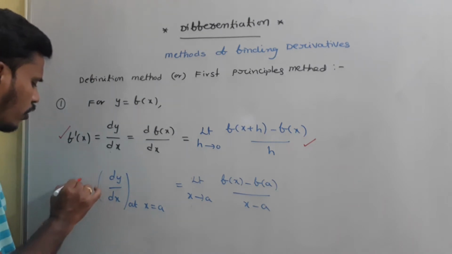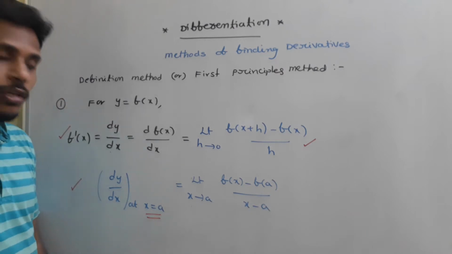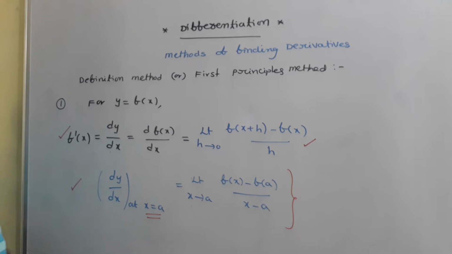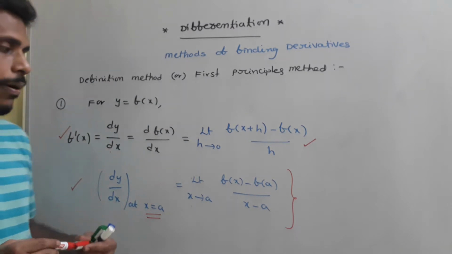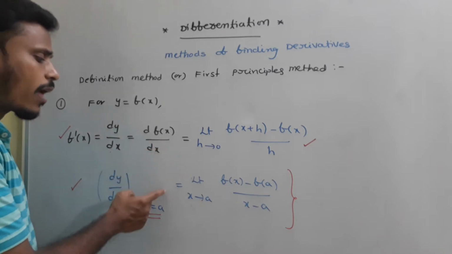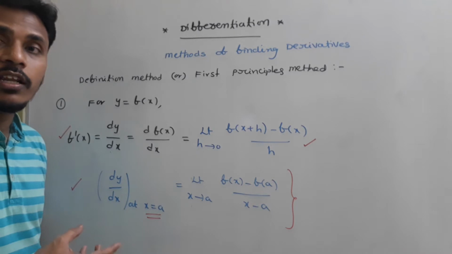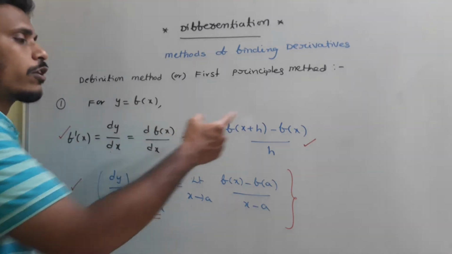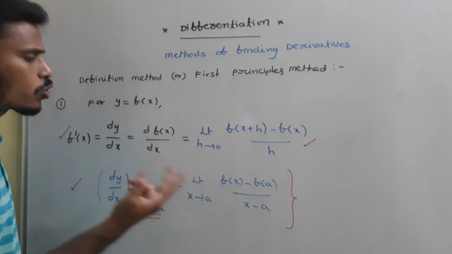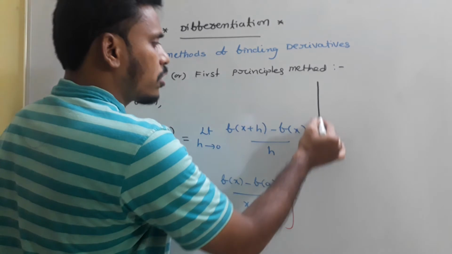And if you wish to find the derivative particularly at the point x is equals to a, then you need to use limit x tends to a of f of x minus f of a by x minus a. These two are helpful to find the derivative of a function. Generally, use the first one, and if you wish to find the derivative at a particular point, use the second one. As per the requirement, as per the situation, you just move.